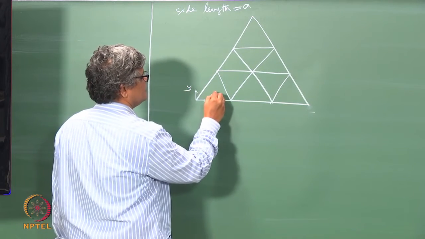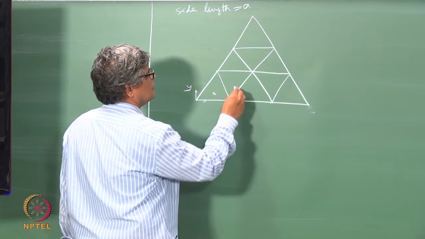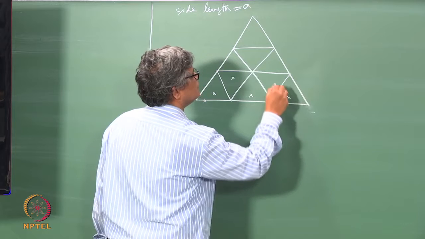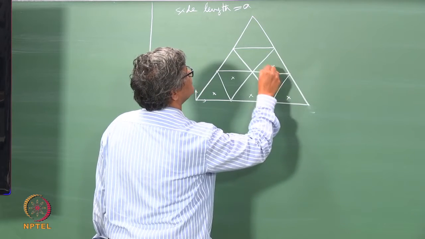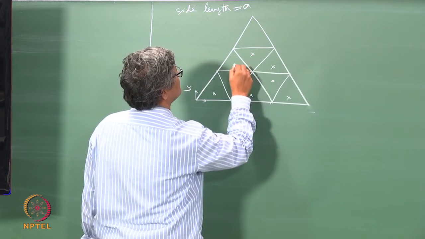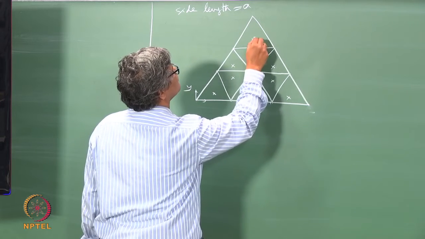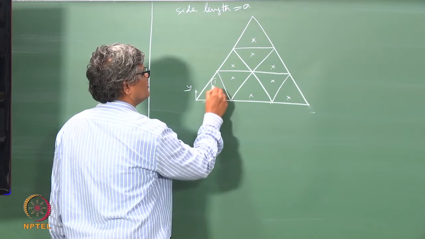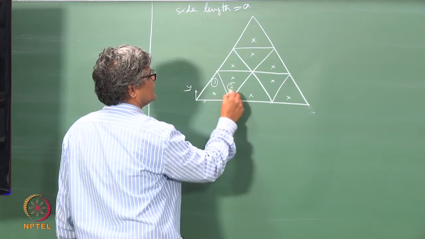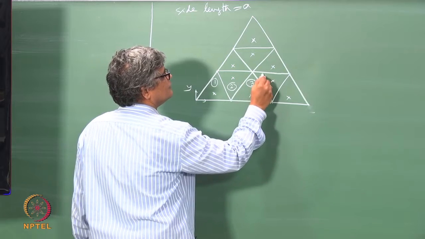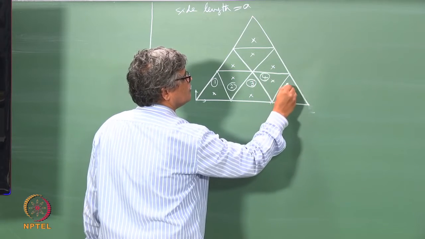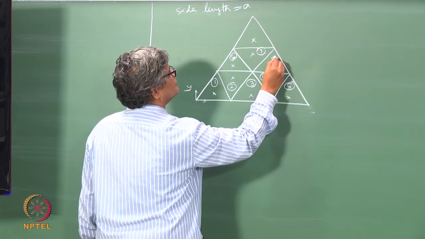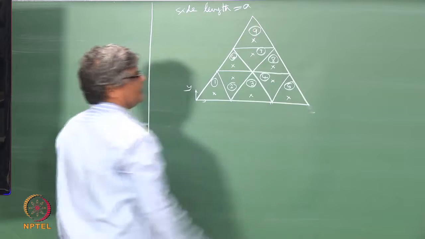We will identify the centroids of each of these, and let us call them by numbers: cell number 1, cell number 2, 3, 4, 5, 6, 7, 8 and 9.